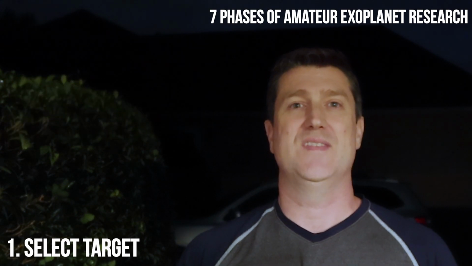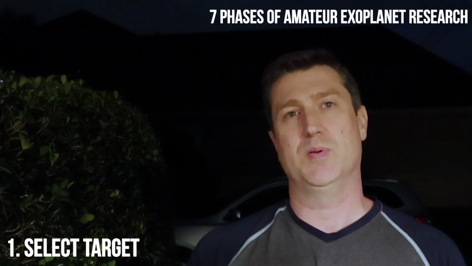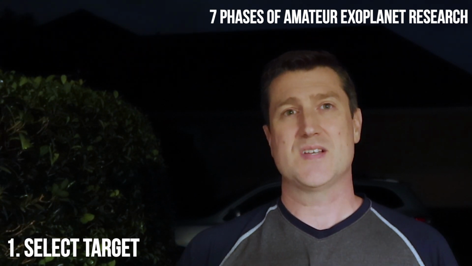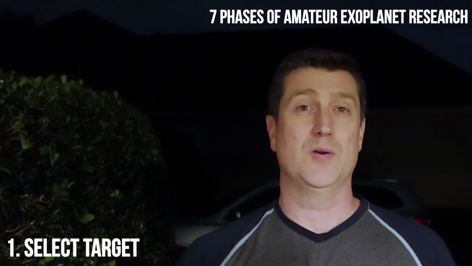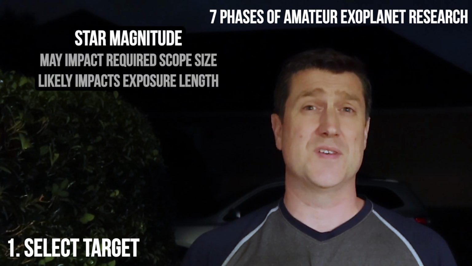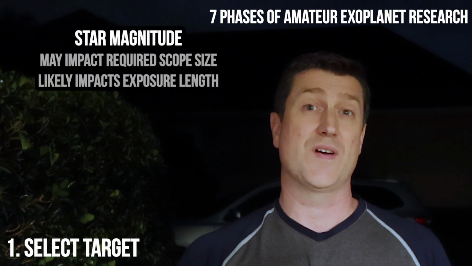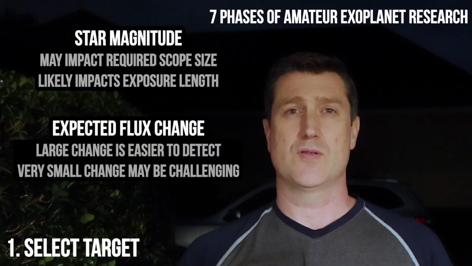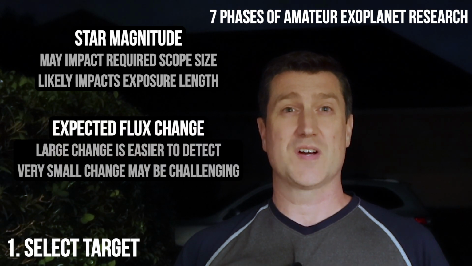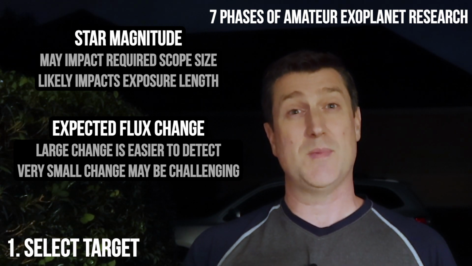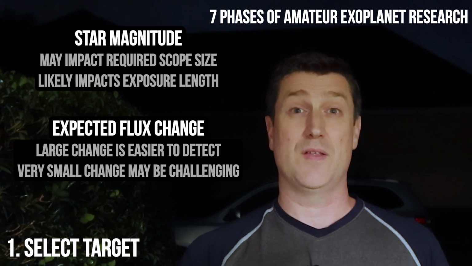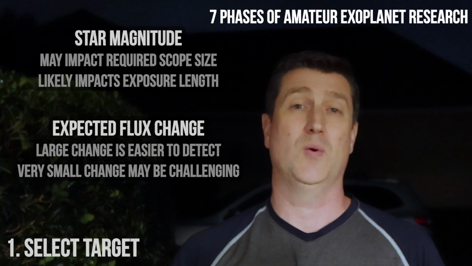It's important to understand that just because there is believed to be an exoplanet around a particular star, some targets are better than others for people like you and me. We need to consider the magnitude of the star itself and our ability to see it with our equipment. We also need to consider the relative flux drop that we are expected to see in the brightness, because some objects will be easier to detect while others may be almost impossible with our equipment.